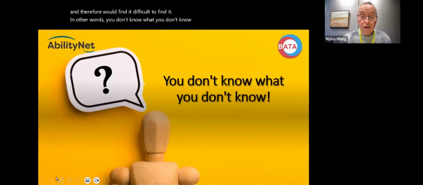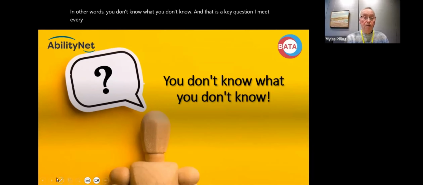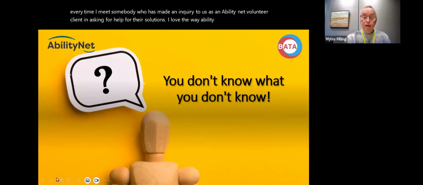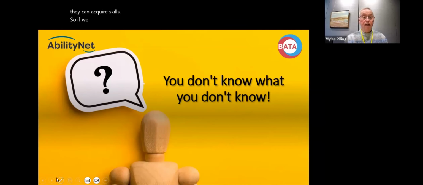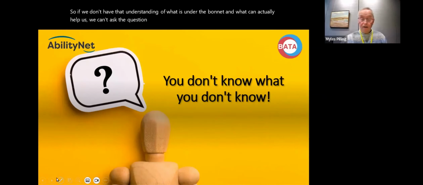And that is a key question I meet every time I meet somebody who has made an inquiry to us as an AbilityNet volunteer client in asking for help for their solutions. I love the way AbilityNet do it because it works. It's one-on-one training. And for many people, that is a very key component to how they can acquire skills. So if we don't have that understanding of what is under the bonnet and what can actually help us, we can't ask the question. And that is the crux of the problem.